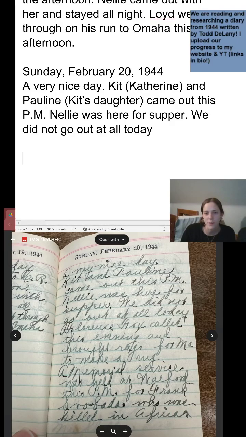I think this entry might be significant that we're about to read, because I see something at the bottom that doesn't look too good. So, okay, I'm moving the chat out of the way. It's hard to keep everything on my screen. Oh, this is the same entry. We just didn't finish it. Okay. So, we did not go out at all today.